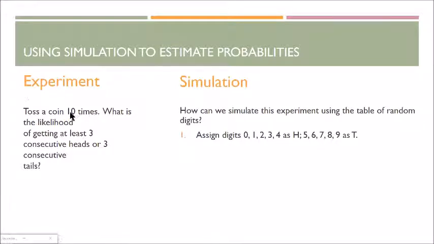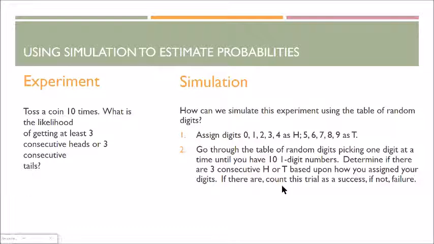But remember, a trial is tossing a coin 10 times. So then we're going to go through the table of random digits, picking one digit at a time. Each one digit represents flipping the coin one time until we have 10 one-digit numbers.